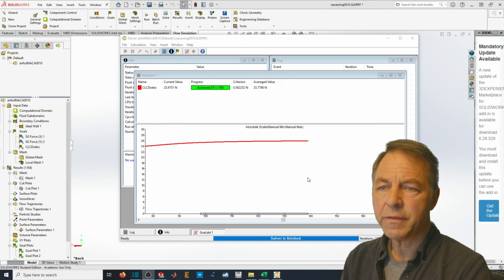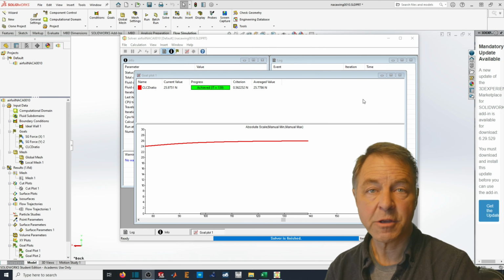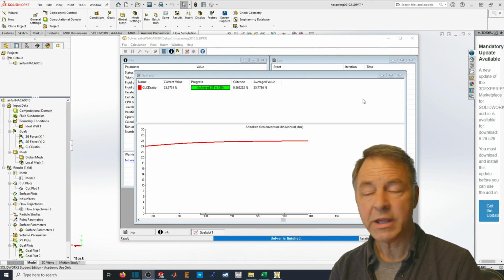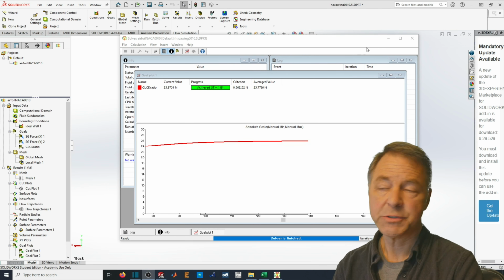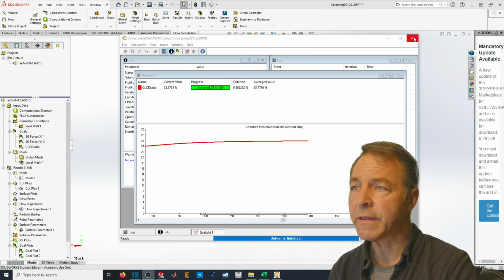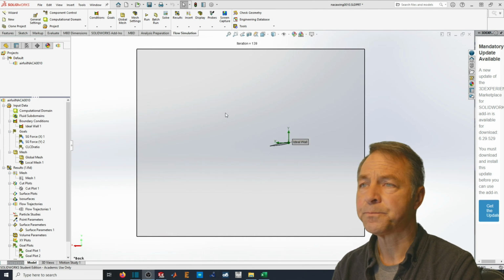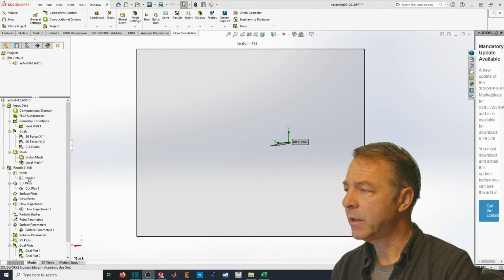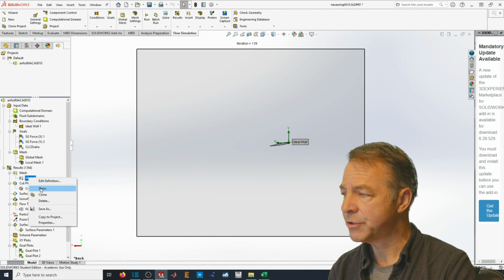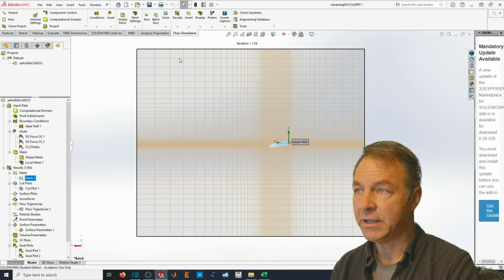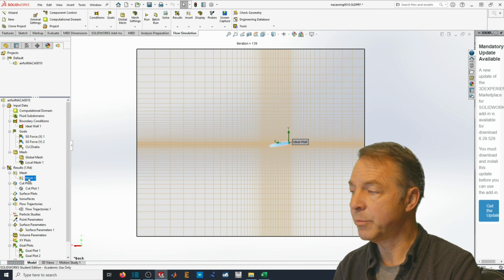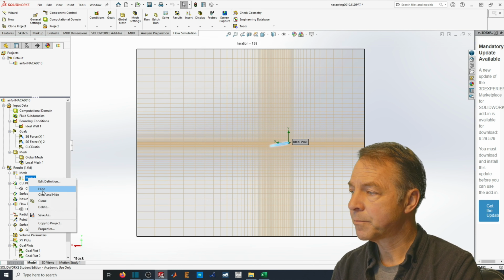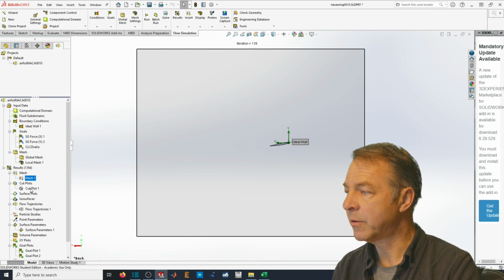So now you can see that we've increased the computational volume, and we have an answer that is pretty darn close to what our expectation is, which is 22 for that lift to drag ratio. And let's look at the mesh. You can see it's quite large mesh points out here, and very small by the body. Just hide the mesh for now.